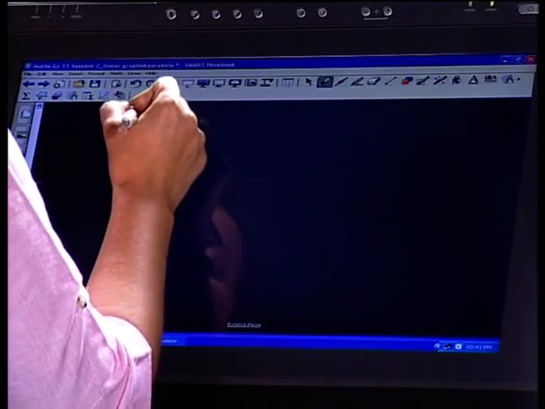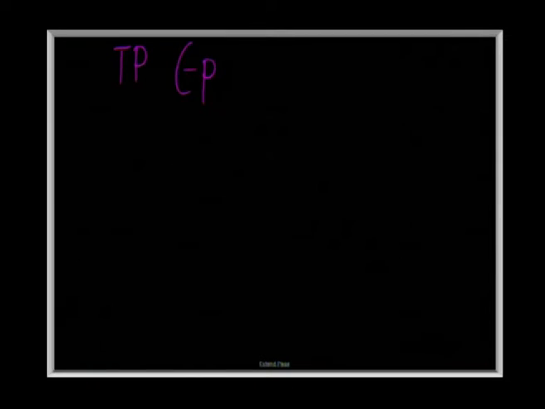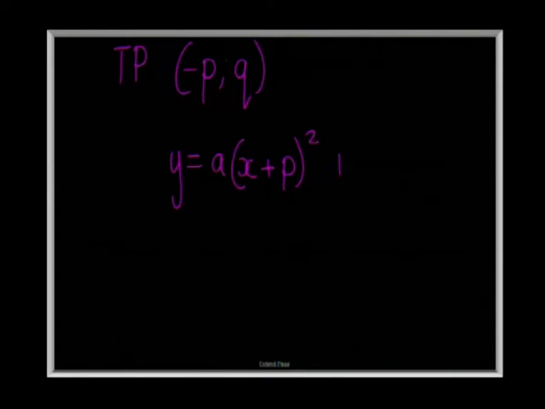Now that we've done transformations of functions, we need to cover one more step, and that is finding the equation of a parabola. A parabola you can find by using 2 main equations. Firstly, if you are given the turning point, remember the turning point comes in the form (negative p, q), making it quite easy to use the formula y is equal to a(x plus p) squared plus q. Now remember that in the turning point, p is a negative, but in the formula, it is a positive.